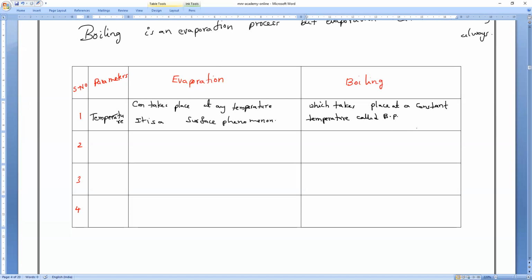Sir, should we say boiling is a surface area only? No, it is not surface. How can it be a surface phenomenon? It will be throughout the liquid. Sir, I'm asking about evaporation. Yes, evaporation is a surface phenomenon. We cannot say surface area, sir, but surface phenomenon, only at the top of the liquid.